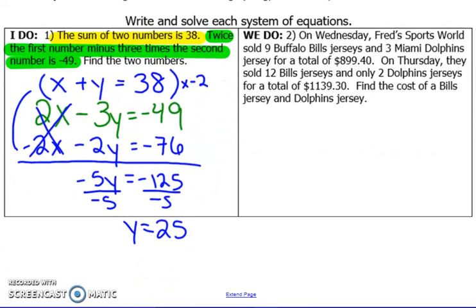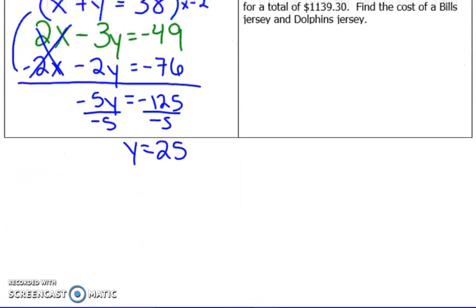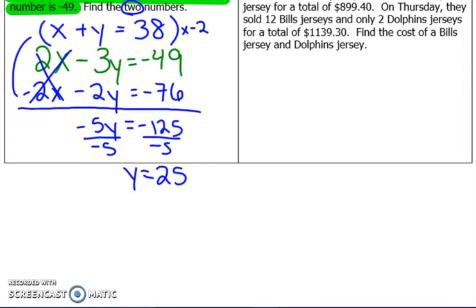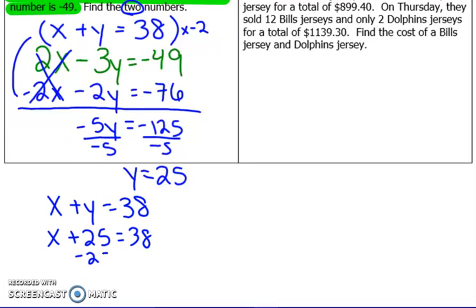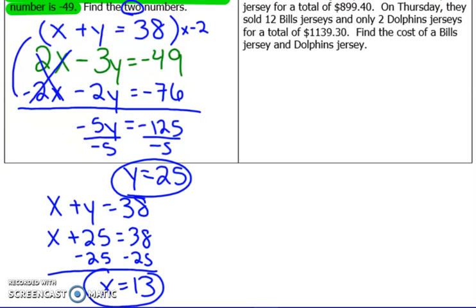Well, the question says find the two numbers. So now, just like before, even though we don't want a coordinate point, we need to take y and plug it back in. I'm going to use my first equation of x plus y equals 38. Well, I know y is 25, so x plus 25 equals 38. I'm going to subtract 25 on both sides, and we're going to get x is equal to 13. That tells me my first number is 13, and my second number is 25.